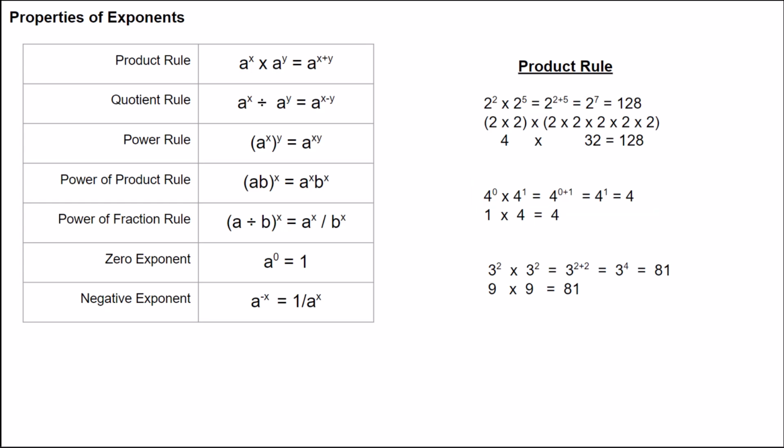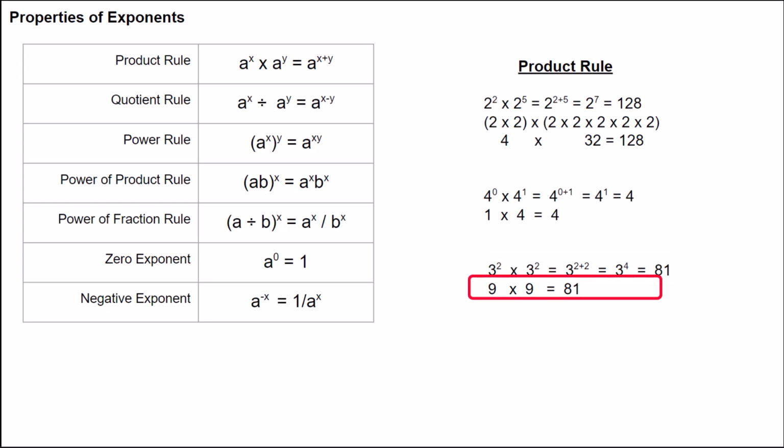Again, let's take a look at another example. We have 3 squared times 3 squared, which by the product rule should equal 3 to the 2 plus 2, or 3 to the 4th. Now you don't always have to expand these out when you're working problems, but if you ever feel uncomfortable or unsure, it's a good way to make things intuitive and increase your confidence.